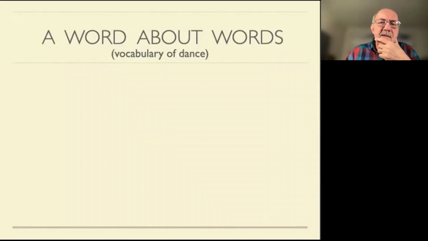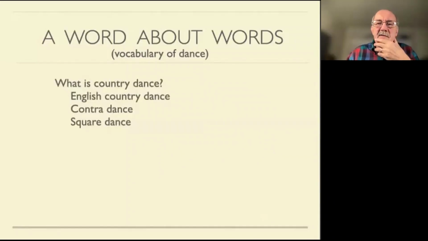Couple words about words. When I think of English country dance, it's a subset of country dancing, a broad category. And the basic idea of country dancing is that dancers are interacting as couples with other couples. In his book, Danny Walkowitz, talking about English country dance, describes it as a perfect example of the ideal of bourgeois society, that you're not out there on your own, you are part of a couple. So English country dance, contra dance, square dances are all subsets of country dance.